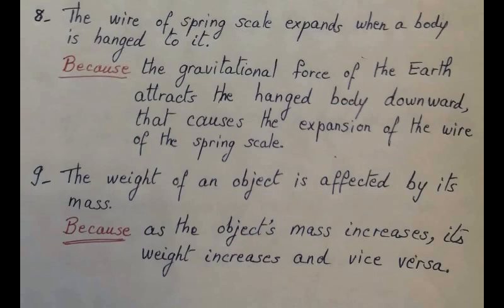Number 9. The weight of an object is affected by its mass. Because as the object's mass increases, its weight increases and vice versa. We said the more the mass increases, the more the weight increases, and the less the mass, the less the weight. The phrase vice versa means the opposite is true.